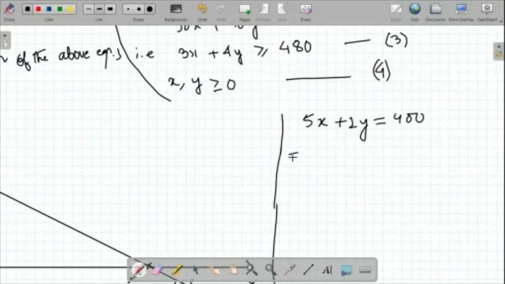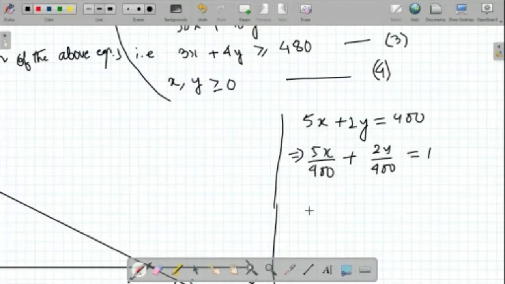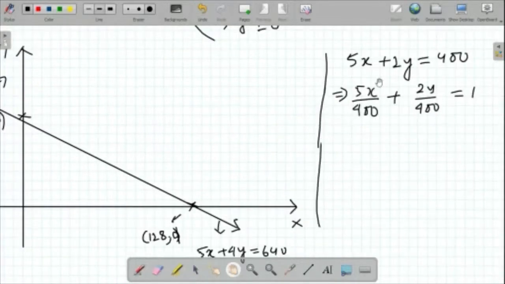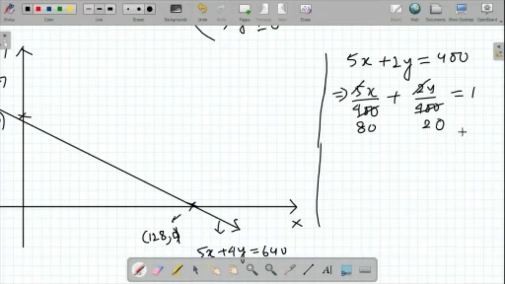Now similarly, what should the coefficient on the right side be? 1. So it will be 5x divided by 400 plus 2y divided by 400 equals 1. Right, so cancel by 5, we get 80. 2 here cancels to give 200. So this graph will cut the x-axis at 80.